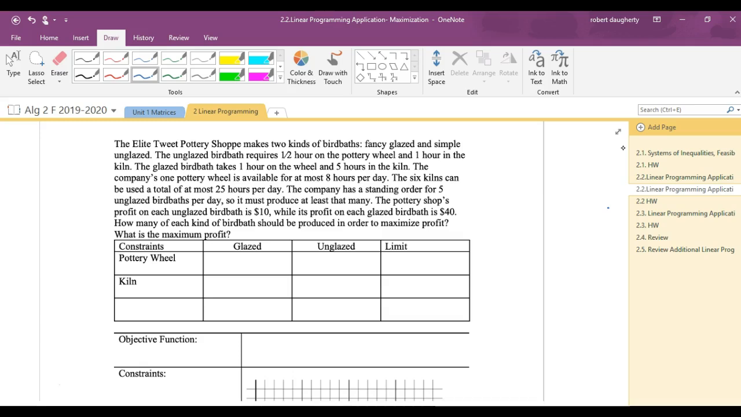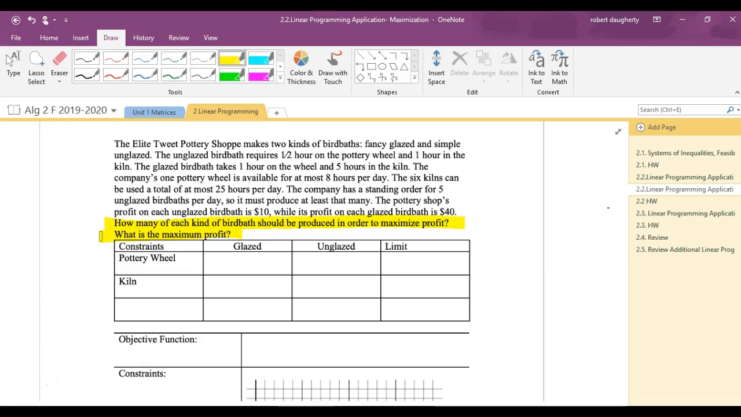The profit on each unglazed bird bath is 10. The profit on the glazed is 40. How many of each bird bath should be produced in order to maximize the profit? What is the maximum profit? Okay, so how do I define my variables on this? Look at your question. The question was, how many of each bird bath should be produced in order to maximize the profit? What is the maximum profit?